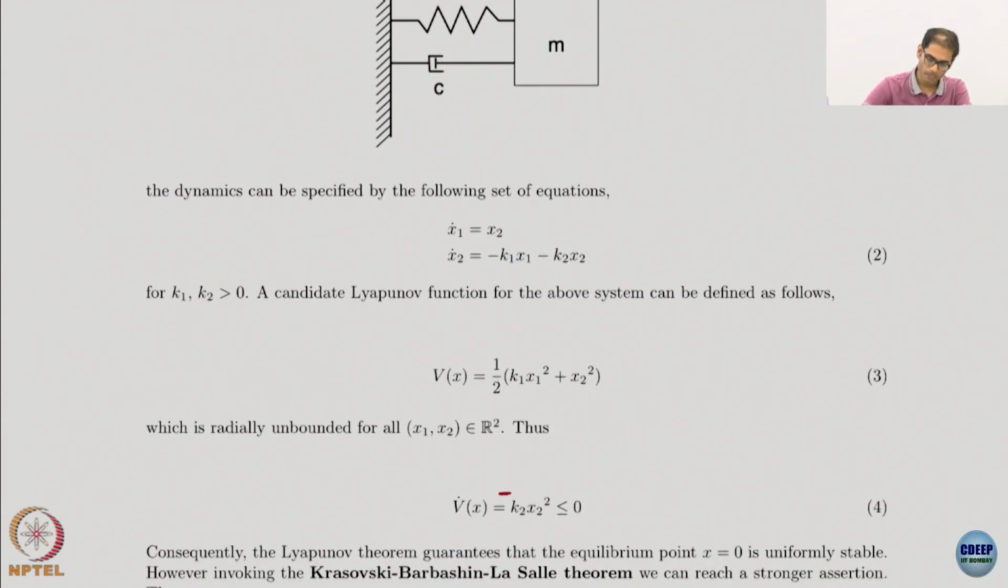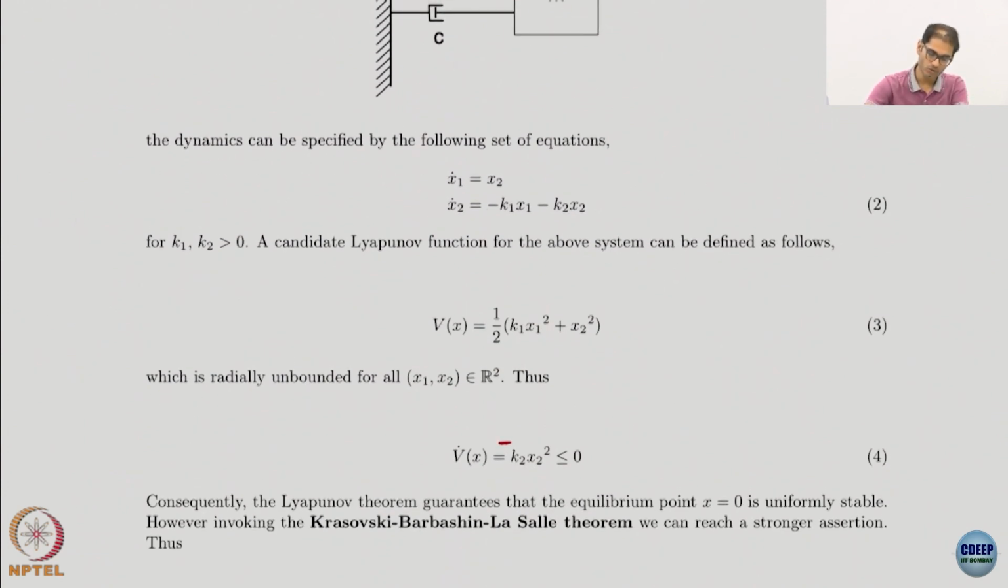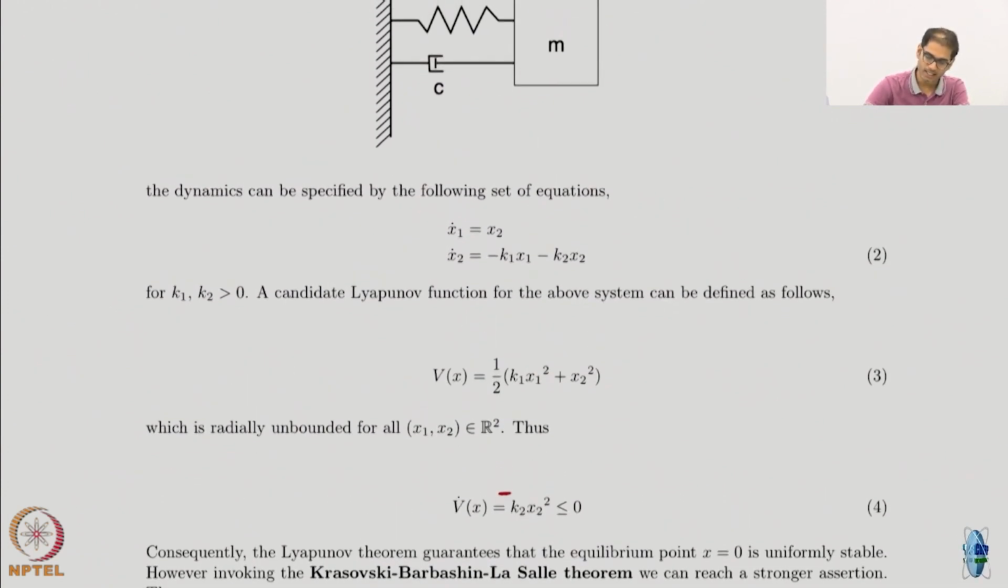And what do I take? I take V as the energy, right. What is this term? Potential energy. This is the spring energy, the energy stored in the spring, and this is the kinetic energy term, okay. If you take the derivative, and of course you can see that V is all nice and radially unbounded. I hope that is clear to you.